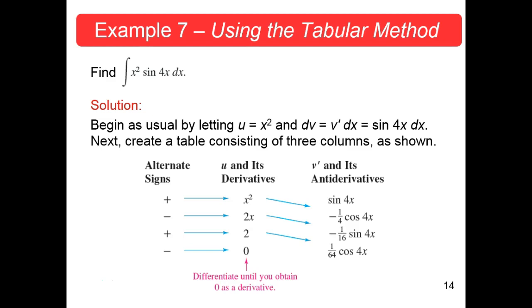Minus 1/4 x squared cosine 4x plus 1/8 x sine 4x, and then plus 1/32 cosine 4x. And then the next time you get a 0, so you just put a plus c. Okay.